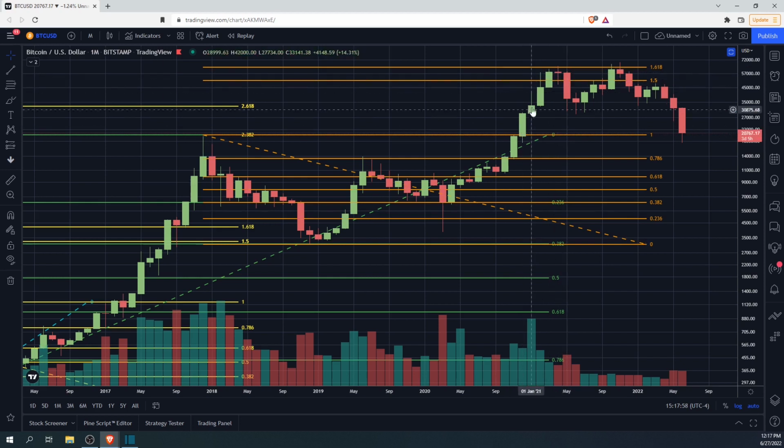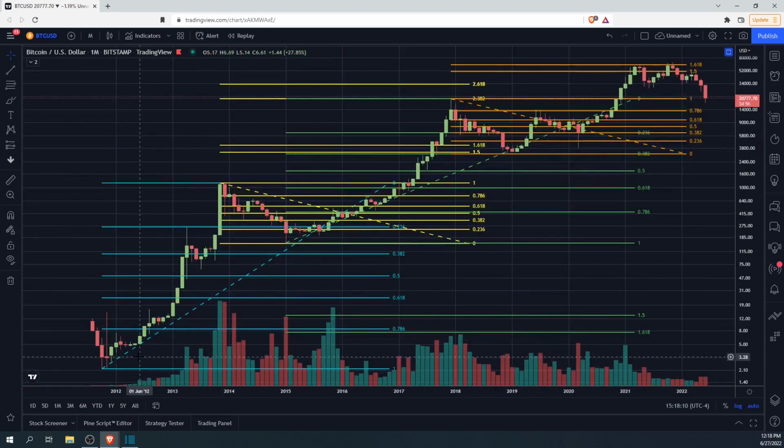We have the 1.5, which we overshoot. And then look here, we actually top out perfectly initially at the 1.618, or arguably you could say we go slightly above it here. So that being said, now we've actually seen Bitcoin has traded very technically.